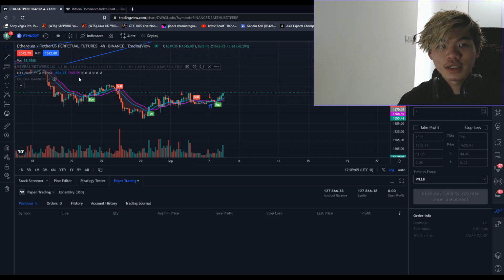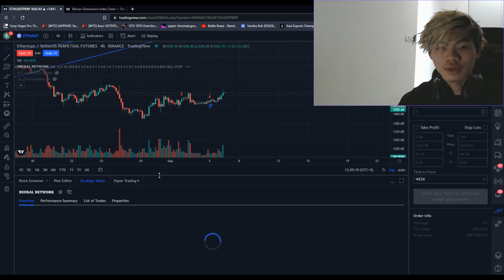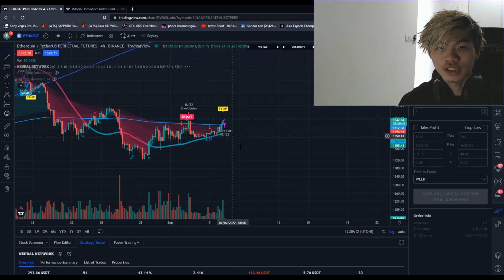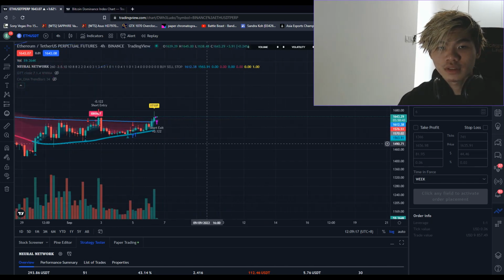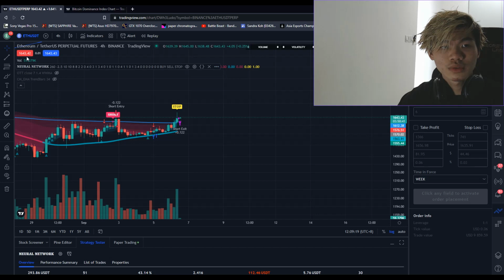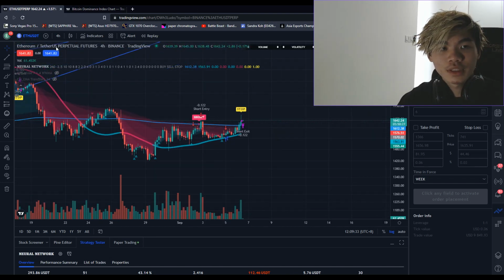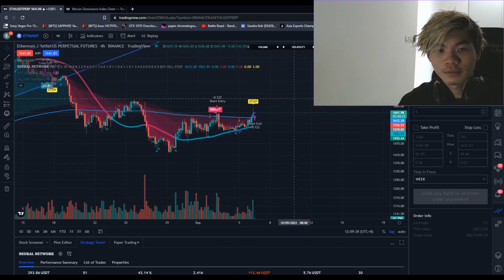Okay, and I'll just disable OTT for a second, and now let you see neural network. We'll ignore the strategy tester because we're not testing a strategy here, but it does tell you where to enter and where to exit. So let's go back to our normal view. It tells you a lot of things about momentum, volatility, trend, and volume, which is very important when it comes to trading. So let's look at 4 hours first. Okay, we're looking for some signals here.